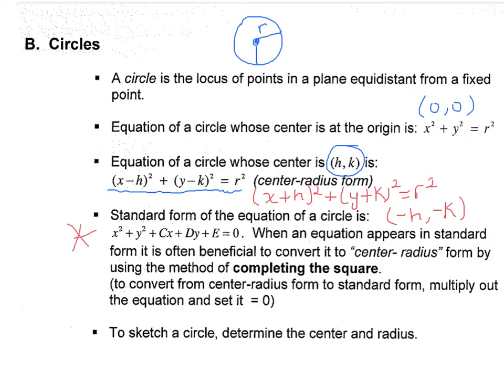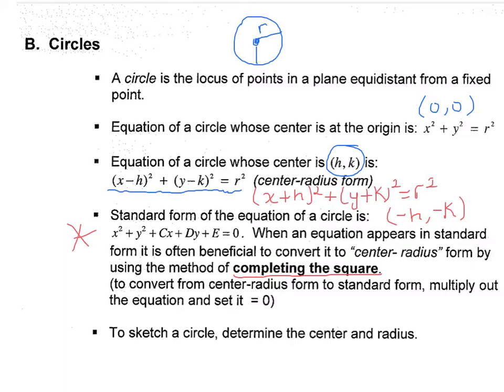Standard form of an equation of a circle is expressed as x squared plus y squared plus cx plus dy plus e equals 0. When an equation appears in standard form, it is often beneficial to convert it to center radius form, which is what we just talked about above, by using the method called completing the square. And you already know how to do completing the square since we've done it quite a bit this year.